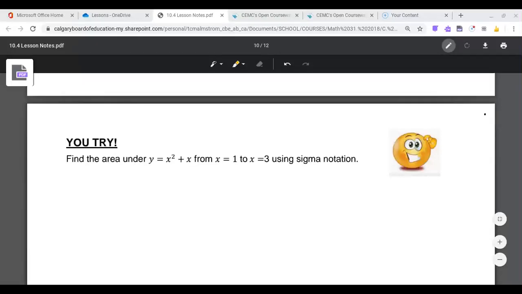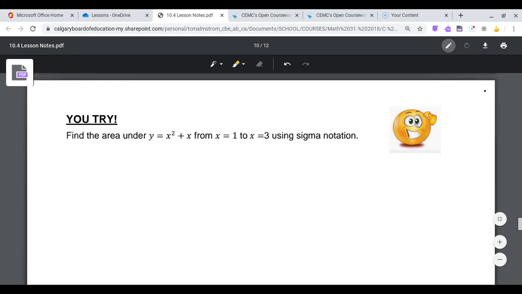Okay, so here is a you try. Hopefully you did give this one a try on your own just to see how far you could go. I know it wasn't in the lesson booklet. I added it in just to give you one more example in case you needed it to see the process.